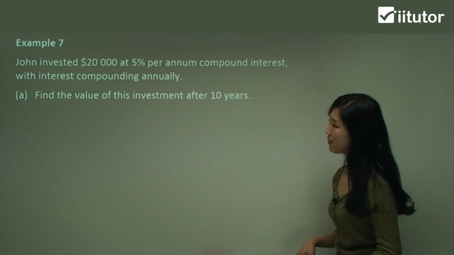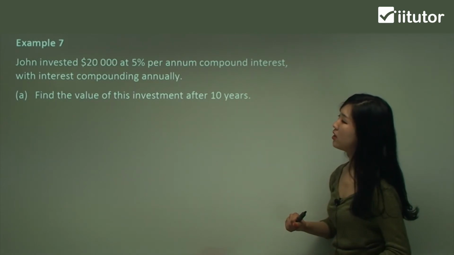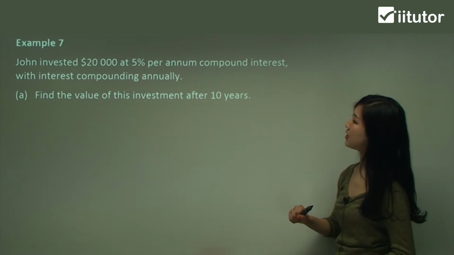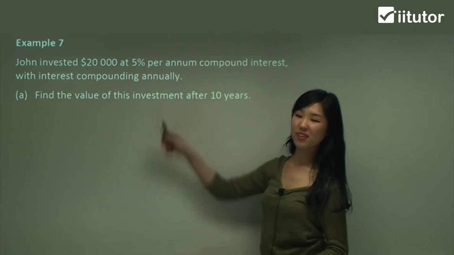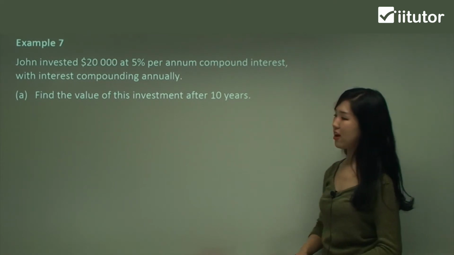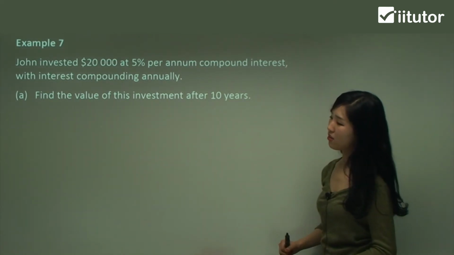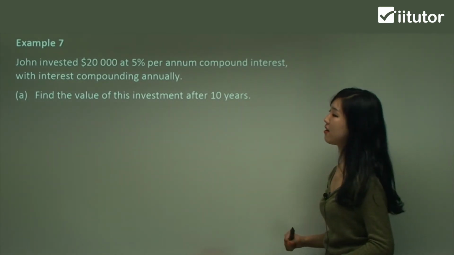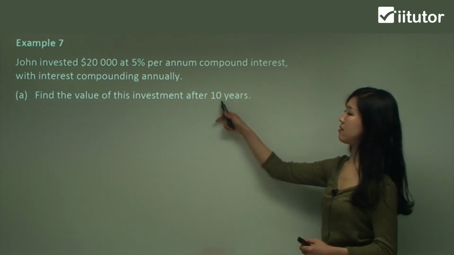Okay, example 7. I'm going to go through a quick example to show you a little variety of a question. John invested $20,000 at 5% per annum compound interest, with interest compounding annually. So I don't think we really need to change anything because it's all in terms of years. Now part A asks us to find the value of this investment after 10 years. So our number of periods is 10 years.